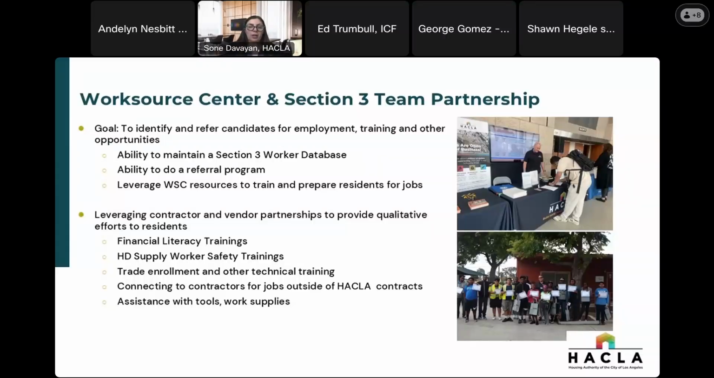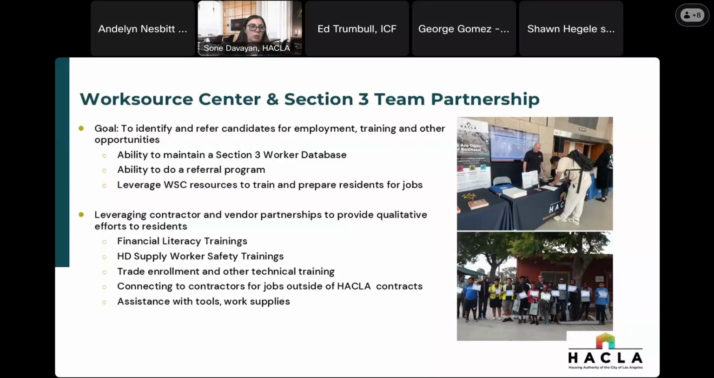I saw a question in the chat box: what do we do for contractors who have a small workforce or a workforce that's already complete, who don't need to hire any more residents? So these are the kinds of things that we try to do with those kinds of contractors.